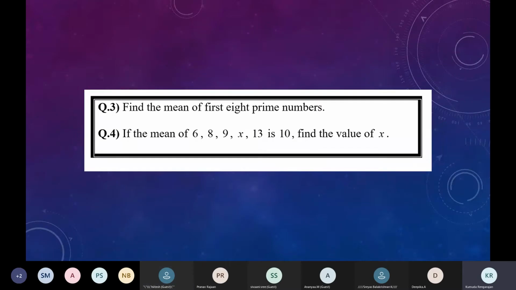So we need to find their sum and divide by what? How to find the mean? Sum divided by the number of values. So how many values? 8, ma'am. Divide by 8. Okay.